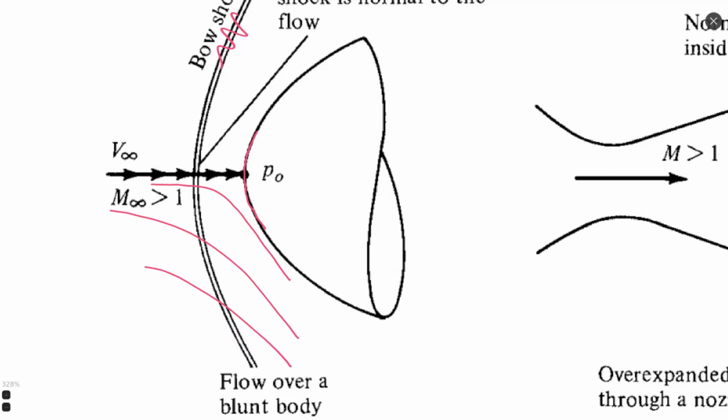Flow starts to curve before the body, a long distance before it, right? So it feels the body. It knows that body exists. How? Flow knows, because flow has no intelligence. It cannot know by itself, right? So there is some information that goes to the flow about the existence of such a body.